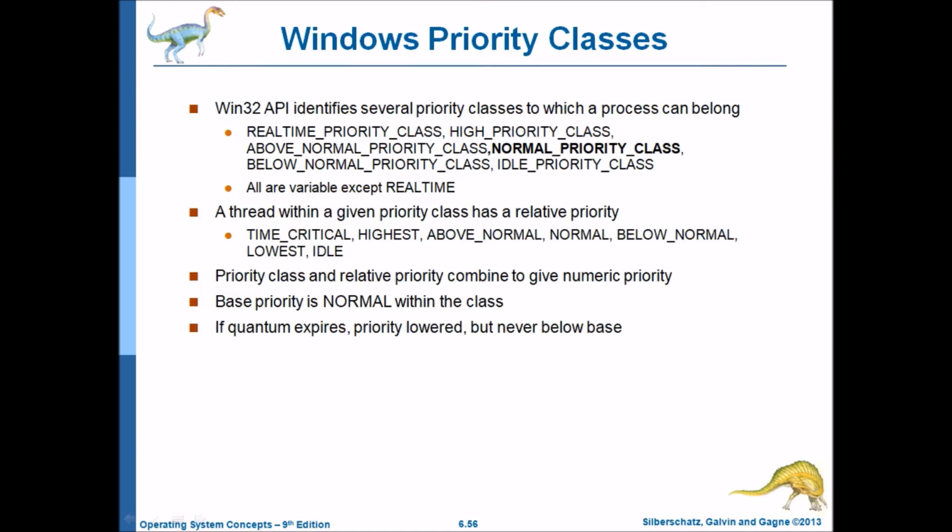The priority of each thread is based on both the priority class it belongs to and its relative priority within the class. The priority class and relative priority combine to give the numeric priority. The base priority is normal within the class. When a thread's time quantum runs out, the thread is interrupted. If the thread is in a variable priority class, its priority is lowered, but the priority is never lowered below the base priority.